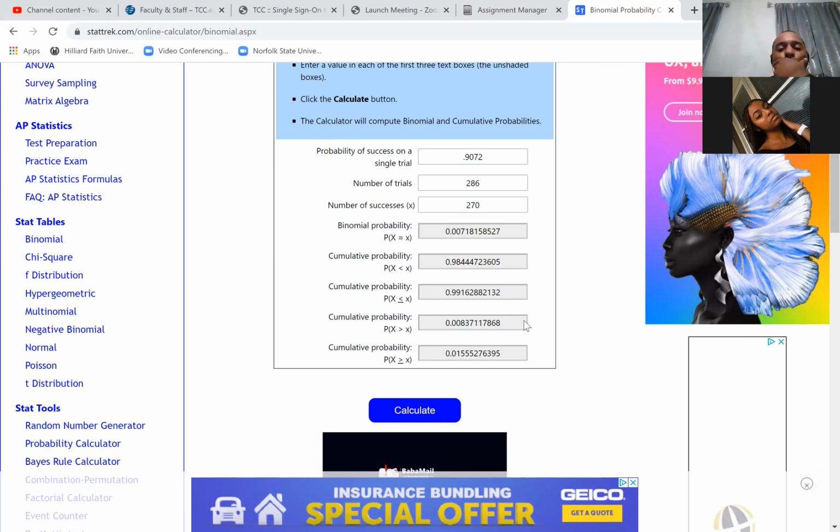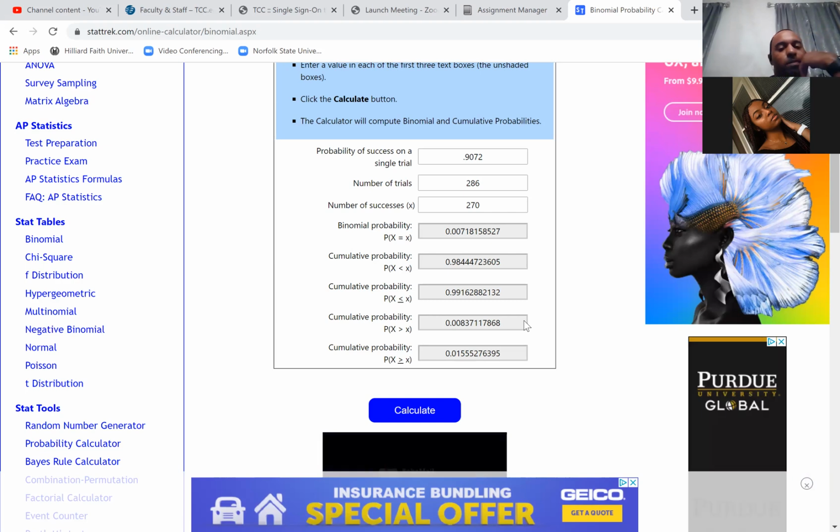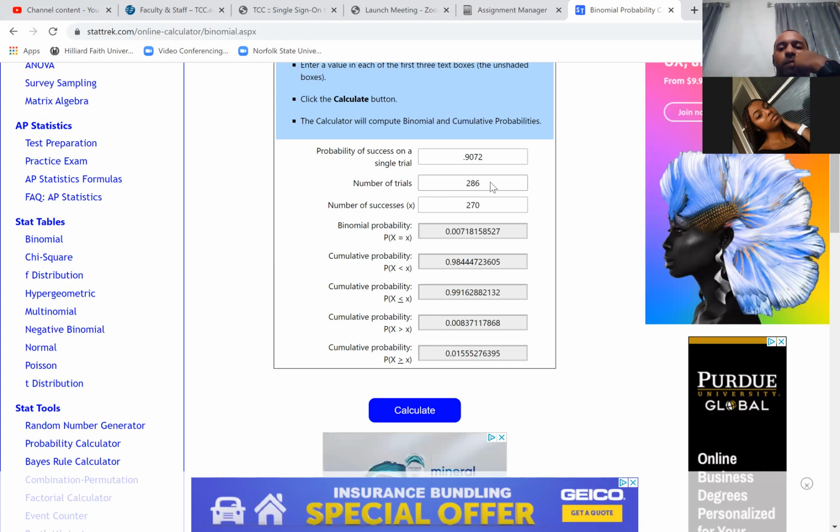Yeah, I was more so confused of where each value went for the number of trials and X. But I got that part.